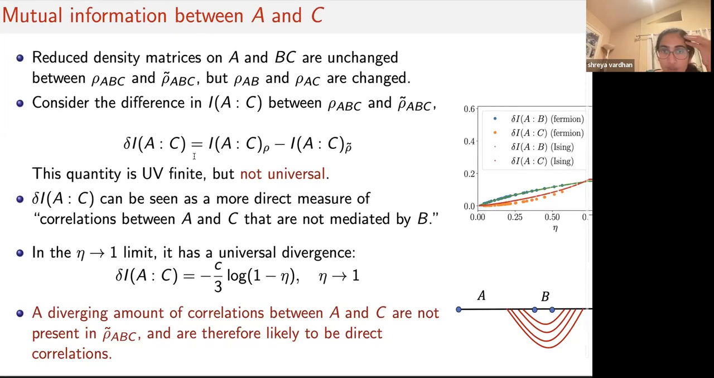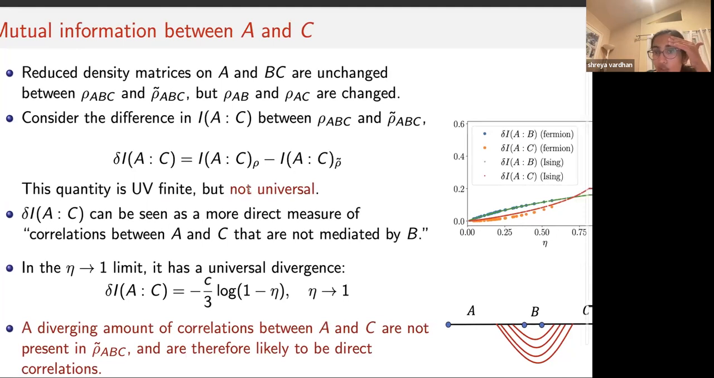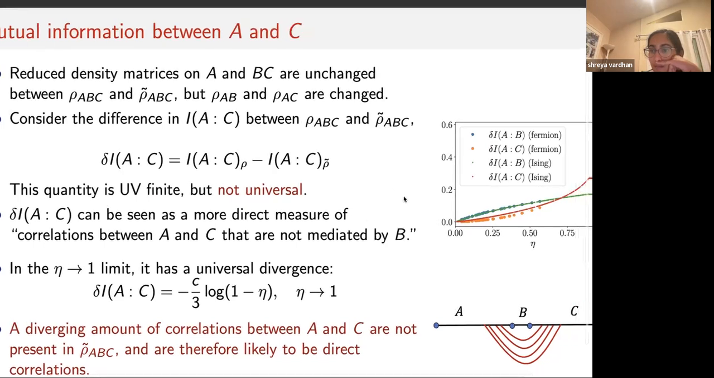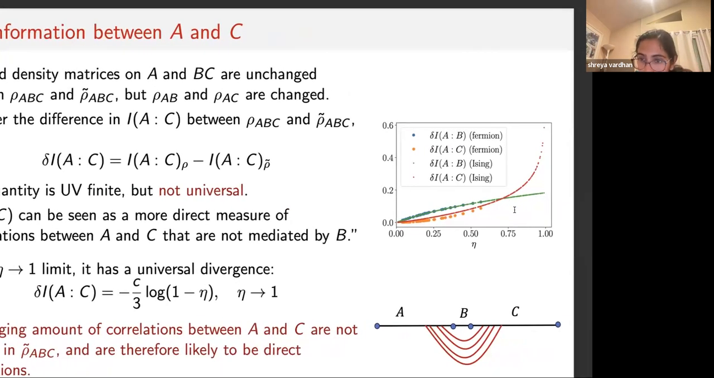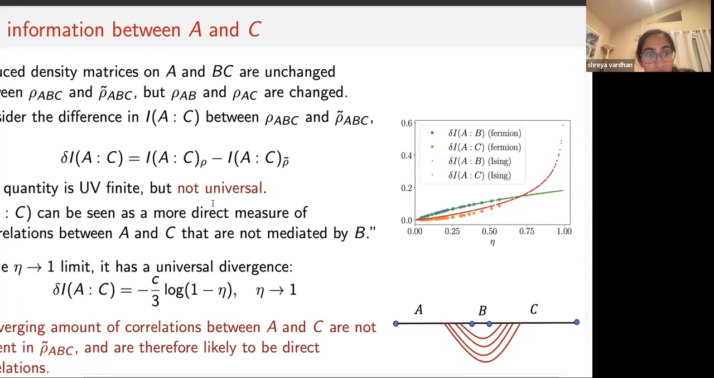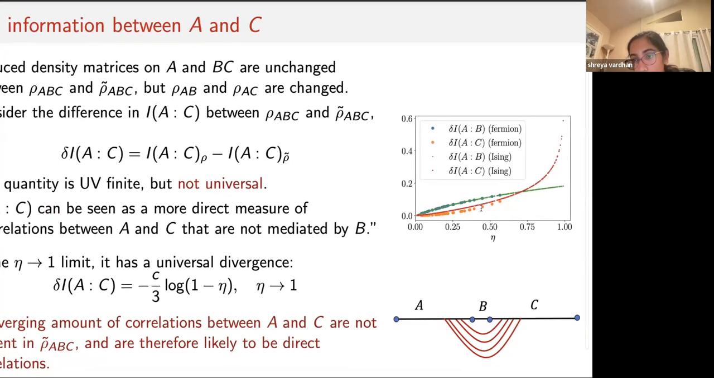So this quantity is UV finite, but it's not universal. You can see this from the fact that this will not be genus 0. Both of these are non-genus 0 quantities. We can also see this numerically. We can look at the free fermion and Ising CFTs, which have the same central charge but different operator content. These red and orange plots are for delta I_AC in these two models, and we see that the behavior is non-universal.